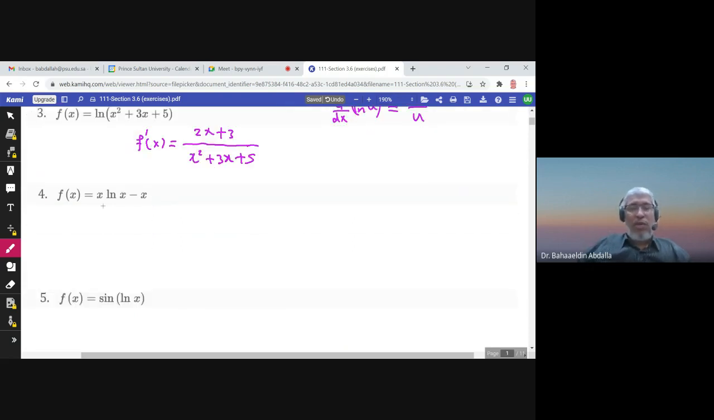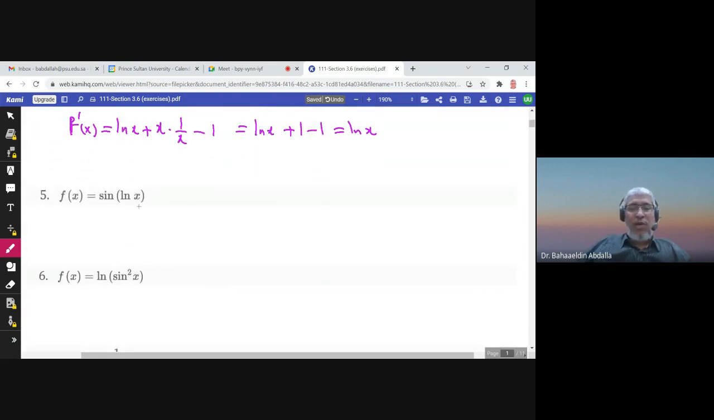Here we have a product between these two functions. So f prime would be derivative of x is 1 times ln x plus x times the derivative of ln x, which is 1 over x, minus the derivative of x, which is 1. So the answer would be ln x plus, now x times 1 over x is 1, minus 1. So the derivative is equal to ln x.